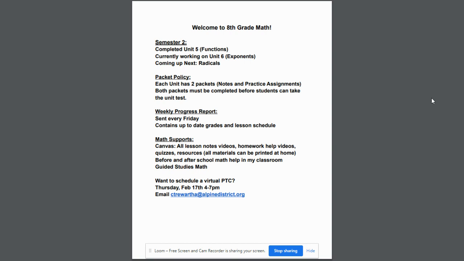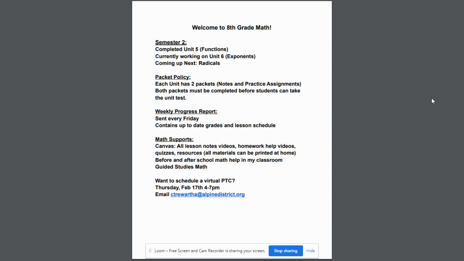We've started out semester 2 strong and we've already completed our Unit 5 functions unit. We're currently working on Unit 6 exponents. And coming up next, to finish term 3, we're going to be working on radicals.